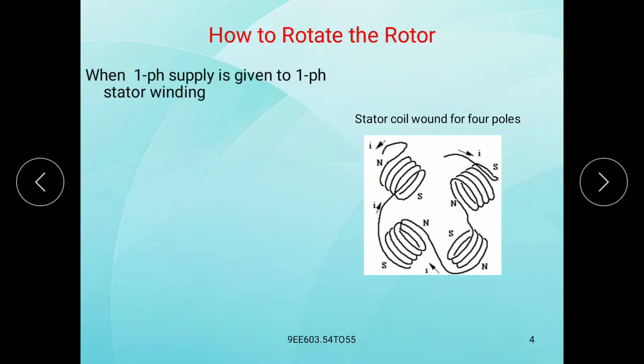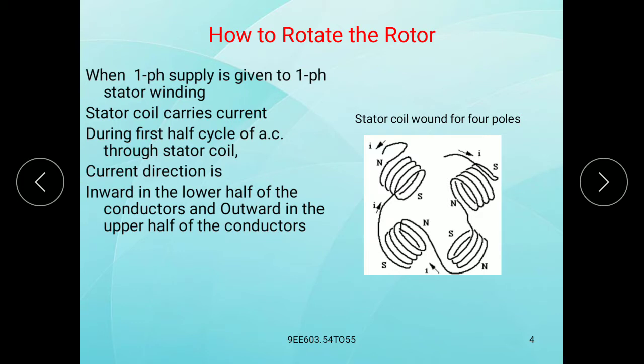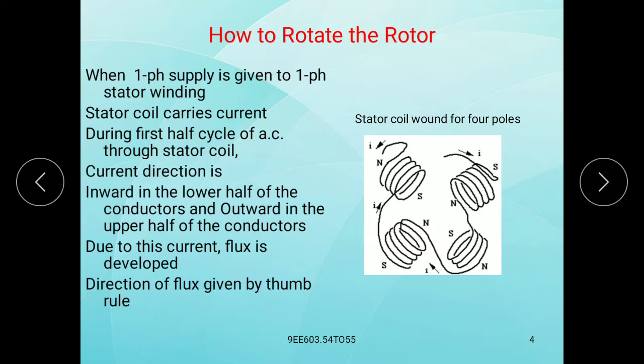Now next, when single phase supply is given to the single phase stator winding, the stator coil carries current. During the first half cycle of AC through the stator coil, the current direction is inward in the lower half of the conductors and outward in the upper half of the conductors. Due to this current, the flux is developed. The direction of flux is given by the thumb rule.